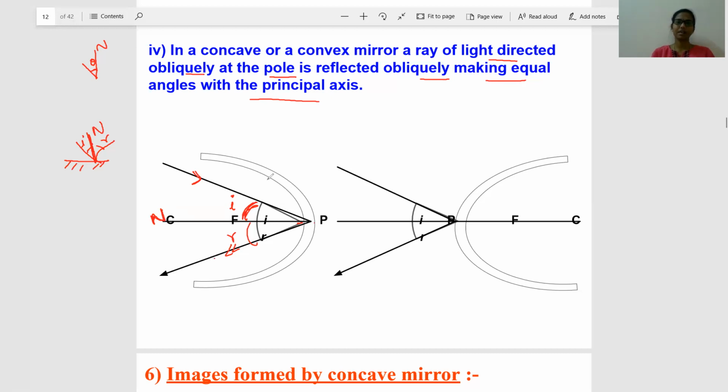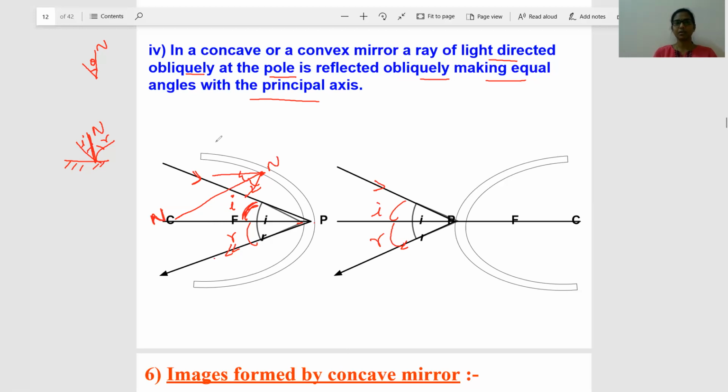Not only the principal axis; let us say this point, this is a line through the center of curvature, this also acts like a normal. With some angle it will be incident, with the same angle it will reflect back here also. So the same rule applies for concave or convex mirrors. Light directed obliquely at the pole is reflected obliquely, making equal angles with the principal axis. Here also it appears to go back in the same direction. Here angle of incidence i, angle of reflection r. I hope this is clear.